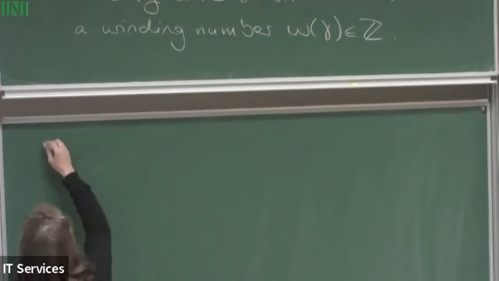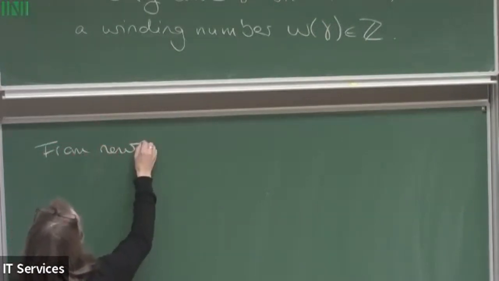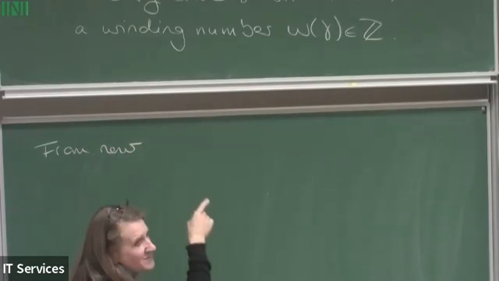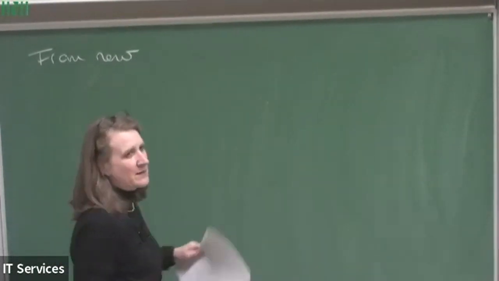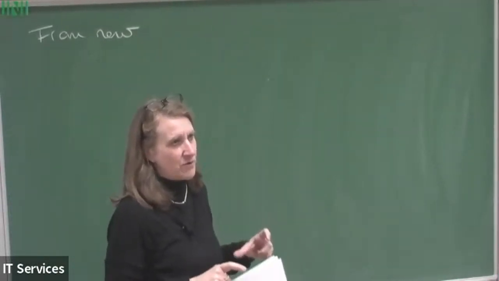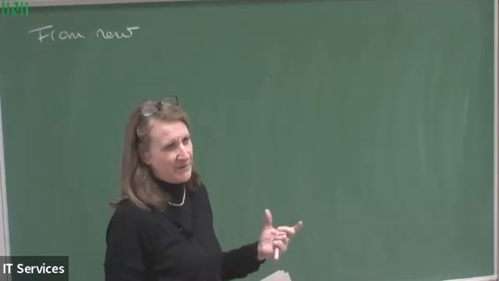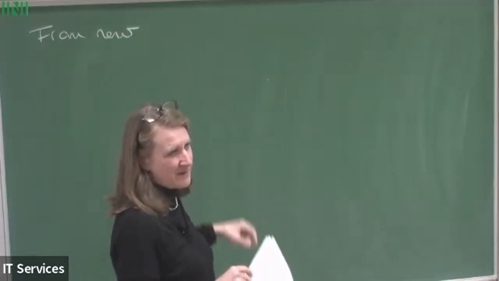Okay, so from now on, I wasn't planning to, but I can show you a combinatorial way to determine the winding numbers. And when you have the winding numbers for all closed curves on your surface, or for a basis of closed curves, that determines the homotopy class of the line field.